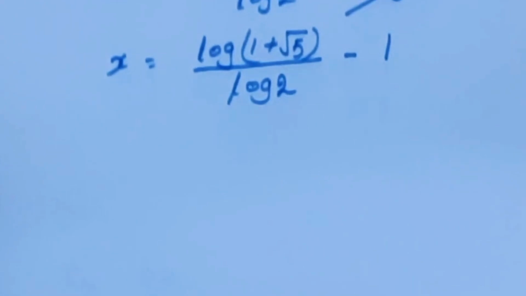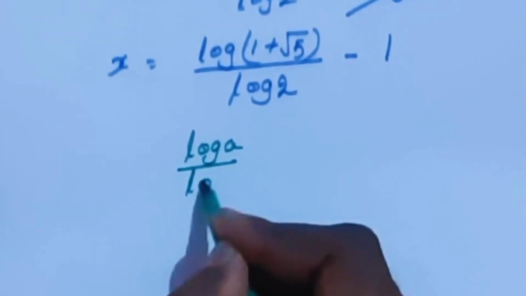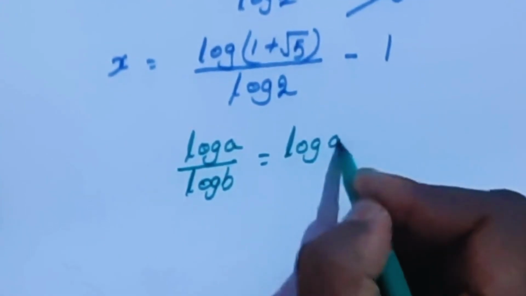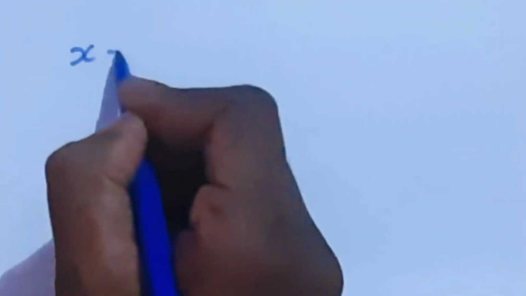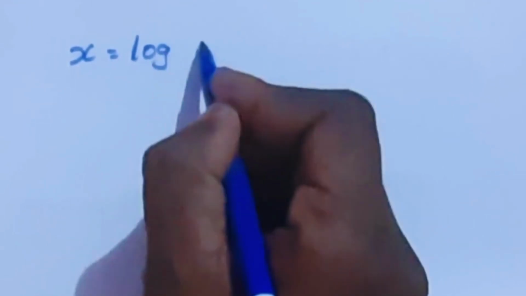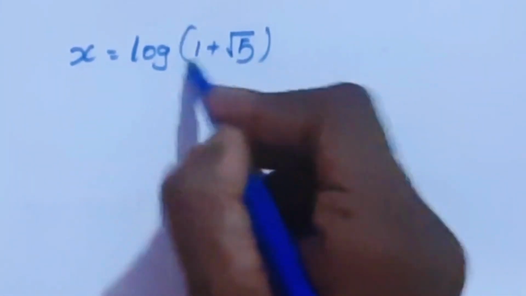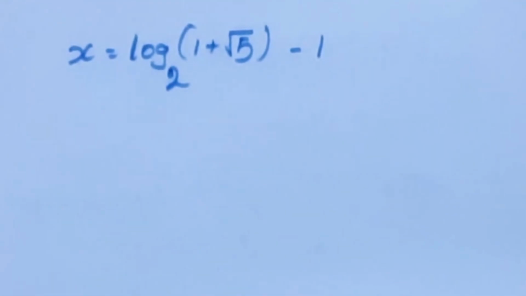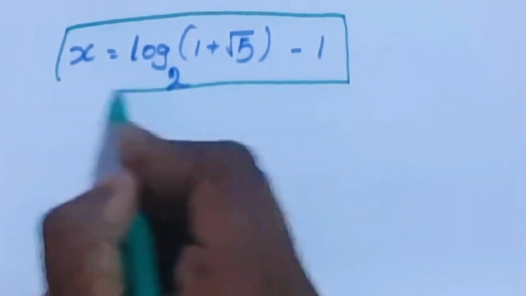Now we are going to apply another log formula, that log a by log b equal to log a base b. This formula we are going to apply here. So we get x equal to log base 2 of (1 plus square root of 5), minus 1. This is the x value for the given equation.